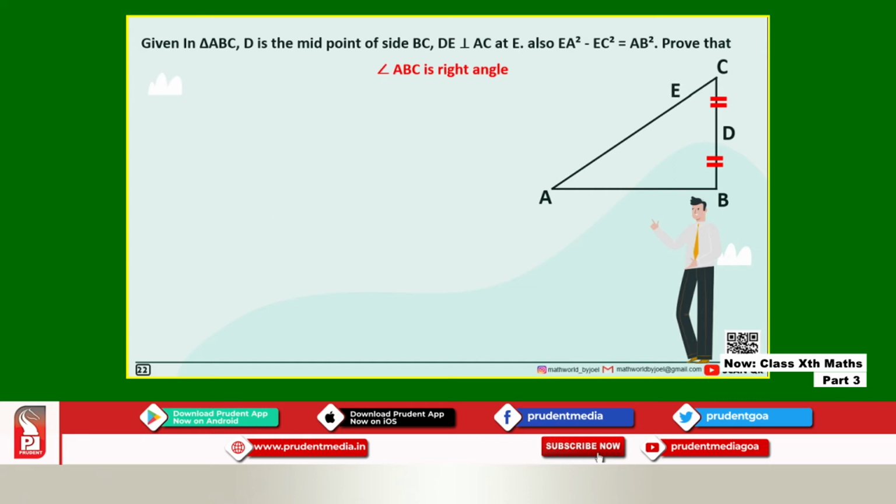Okay, E is perpendicular, so I'll just draw a perpendicular line, and you are asked to prove EA square minus EC square is equal to AB square. Okay, this is also given to us. B is a right angle, that is what we are asked to prove. So in right angle triangle AED, the one which you can see in red, I can write Pythagoras theorem, and it would be AD square is equal to EA square plus DE square.